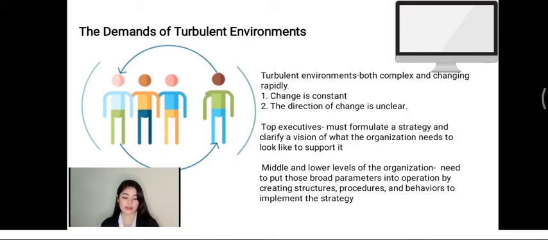Top executives must formulate a strategy and clarify a vision of what the organization needs to look like to support it. Middle and lower levels of the organization need to put those broad parameters into operation by creating structures, procedures, and behavior to implement the strategy.